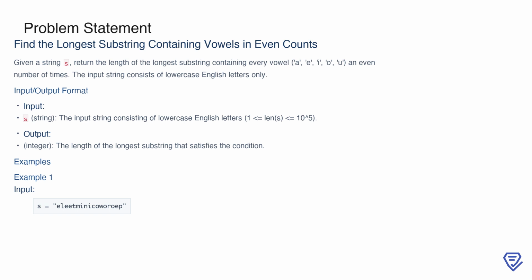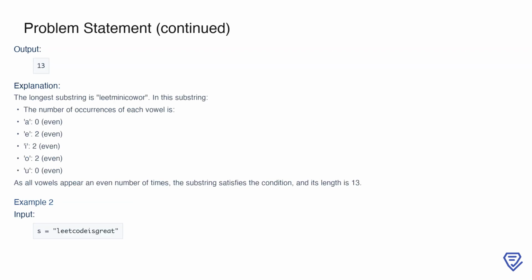Let's start by looking at an example to understand the problem better. In the first example, the input string is LeetCode. The output is 13, and here's why: the longest substring that satisfies the condition is LeetCode. In this substring, we count the occurrences of each vowel, and we find that A appears 0 times, E appears 2 times, I appears 2 times, O appears 2 times, and U appears 0 times. All these counts are even, so the substring qualifies. The length of this substring is 13, which is the result.